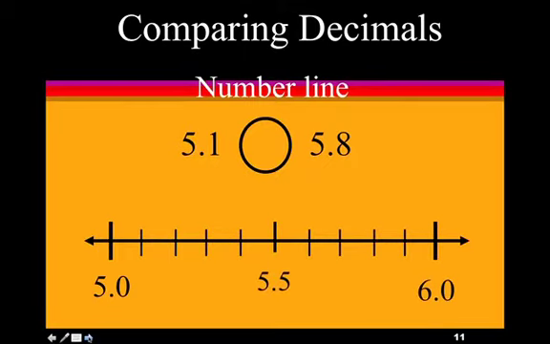You need to place 5.1. Your reference here can be half of that unit, and you know that half of that unit is 5.5, right in the middle. So 5.1, you're going to place it on the first tenth of this unit. And 5.8, you're going to place it on the 8th tenth. Therefore, I can see that 5.1 is less than 5.8 because it's placed to the left of the number.